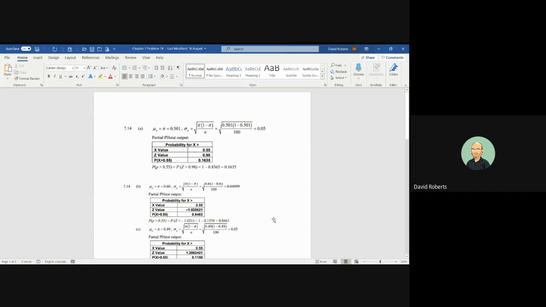Welcome to problem 714 on page 238. The major difference between this and the previous section was we're dealing with proportion. Now, proportion always uses z-scores, which will become more important as we move through the course. Identifying when to use z and when to use a new concept called t, or t-values.